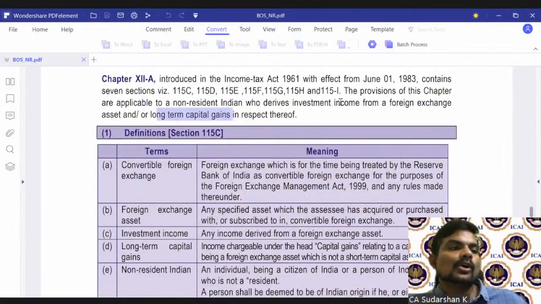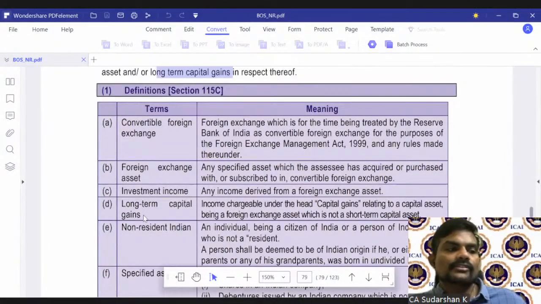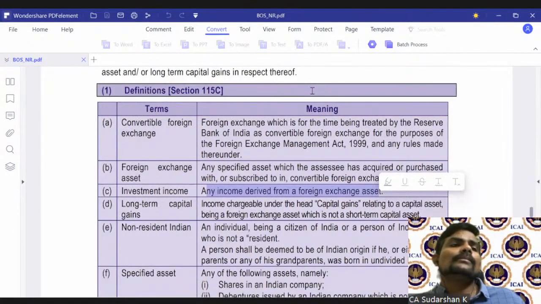That is, you derive investment income or long-term capital gains. She's saying, yes, I have a short-term capital gain, no doubt about it, but that will come under any income derived from a foreign exchange asset. So why should I not avail the benefit and make use of the concessional rate available? Because it's 20%. If it's short-term capital gain, unless it's 111A, you get 30% normally. So maybe she felt I can take advantage of investment income. So the question is, is her contention valid?